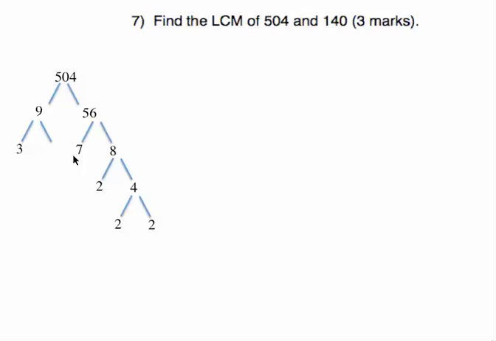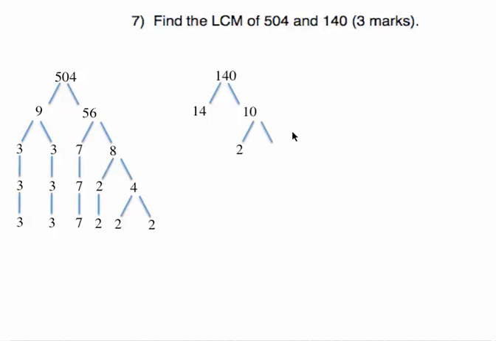So I'm bringing down the 9, which is 3 times 3, and the 7, bring down the 2s, bring down the 3s, and there we go. Here's your factor tree. It goes all the way down to the ground. Then for 140, it ends in a 0, so it's 10 times 14, or 14 times 10, doesn't matter. 10 is 2 times 5, and 14 is 2 times 7, and these are all primes, so we're done.